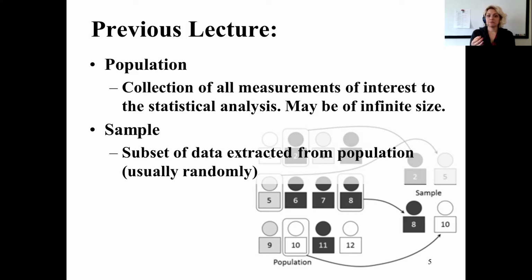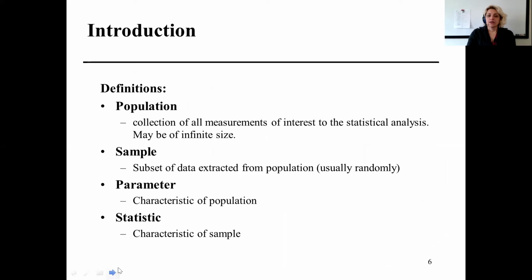Usually it's randomly that we would get it. It should be unbiased and random. So this is a subset, for example of the type of phones students have in the class. So this is the introduction of this chapter.